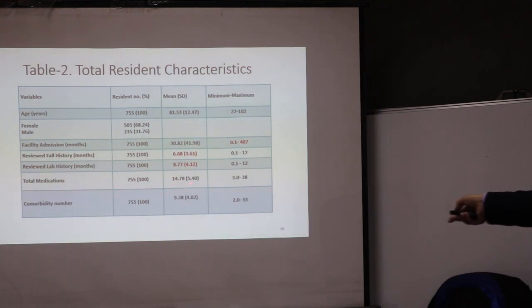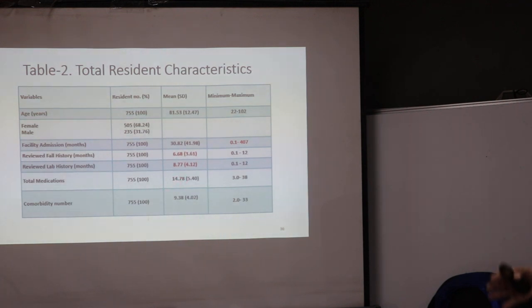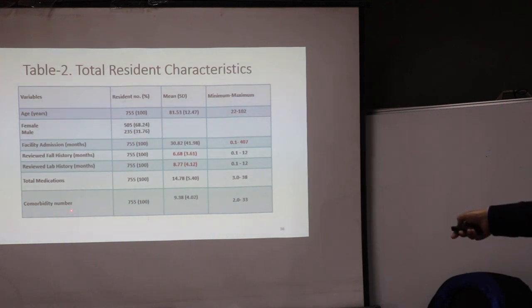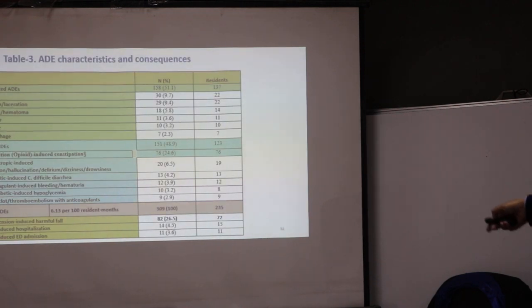Eventually, those residents are really sick. They have almost 15 medications in their charts. And the number of comorbidities is 10. Comorbidities mean diseases.